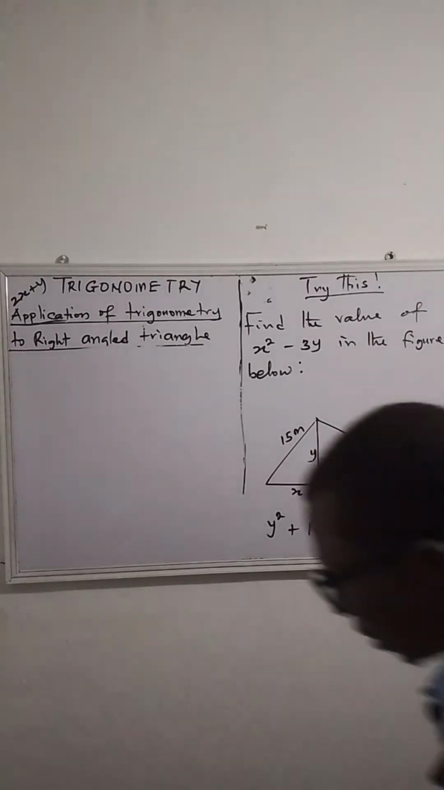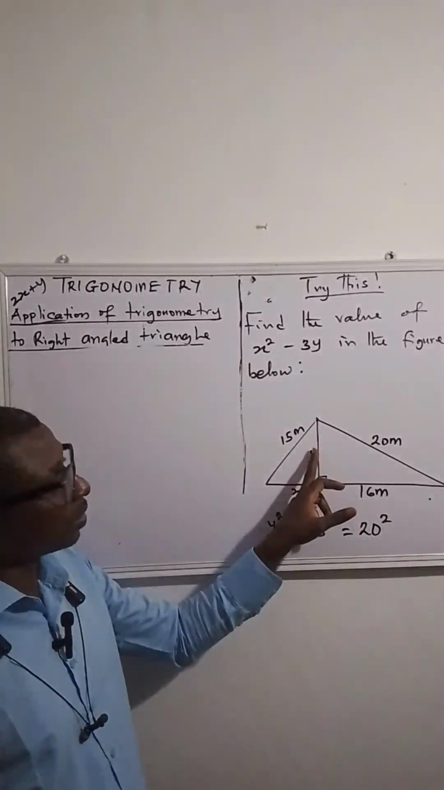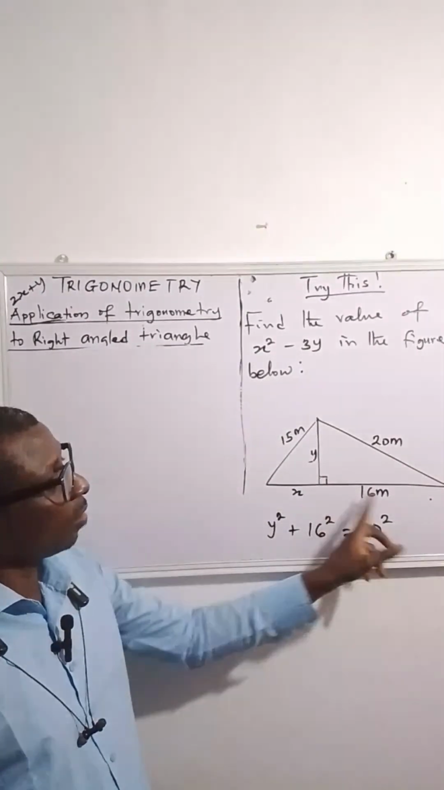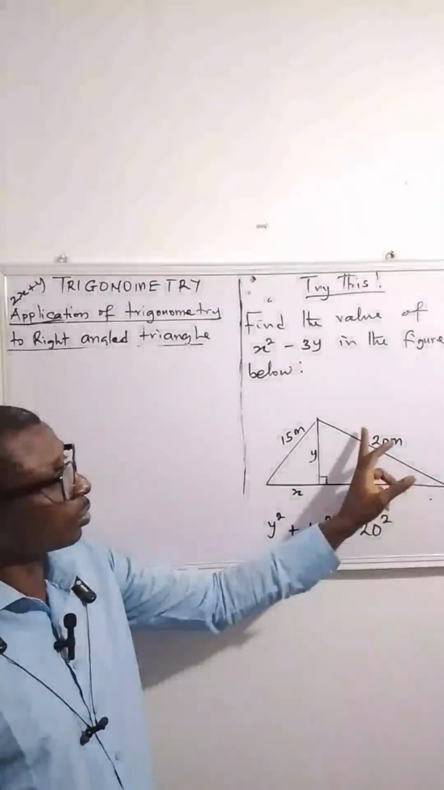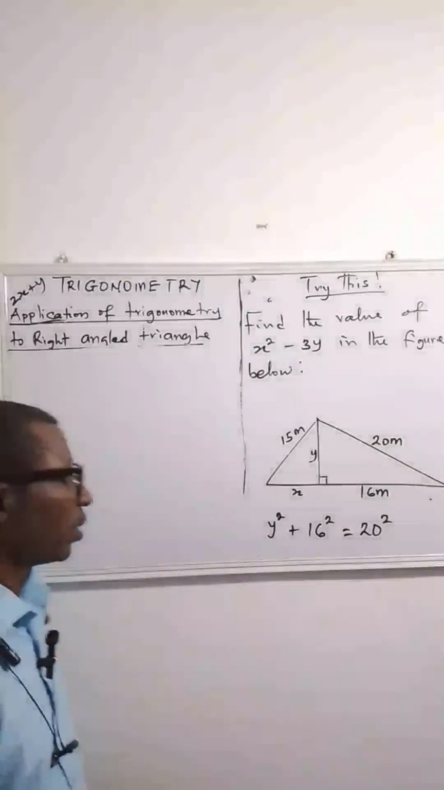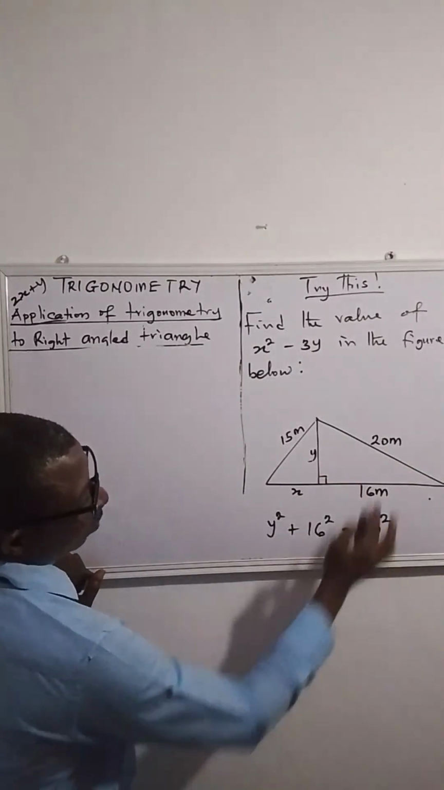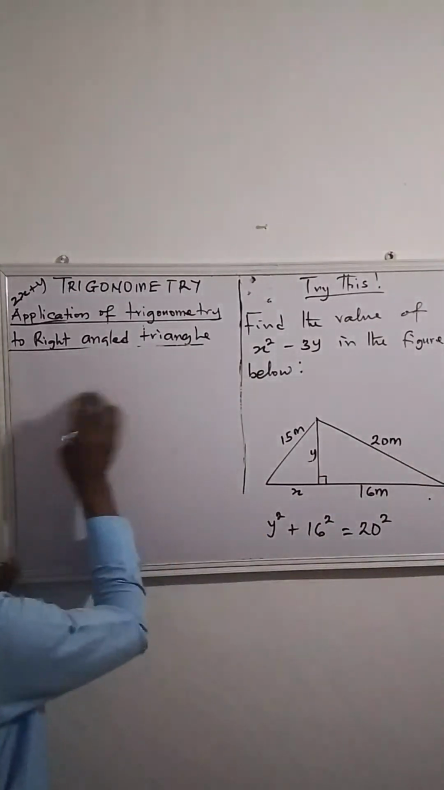Okay, all right. Now let's look at what we have here. The square of the opposite plus the square of the adjacent equals the square of the hypotenuse. So we are squaring this, we square this, we add them together, we equate it to this. Now let's see, what do we have?